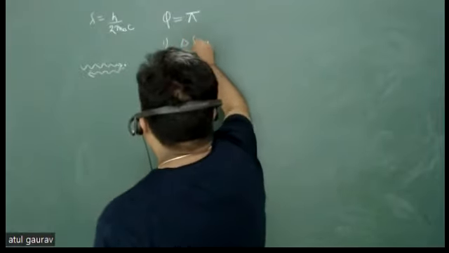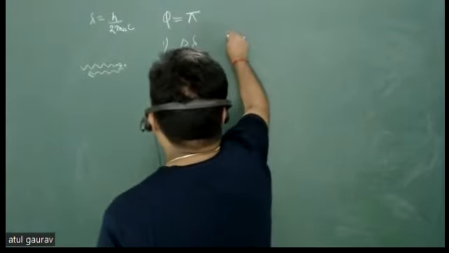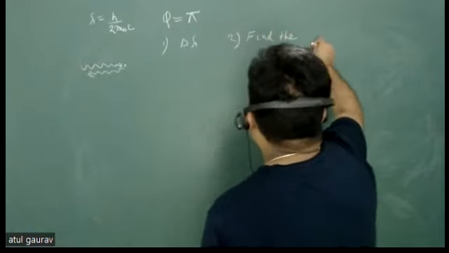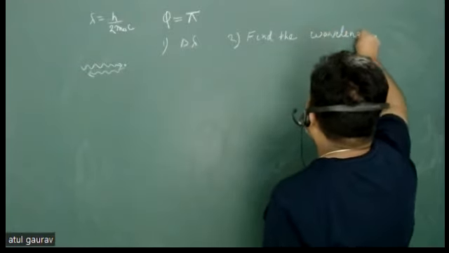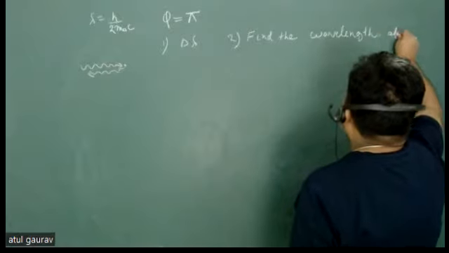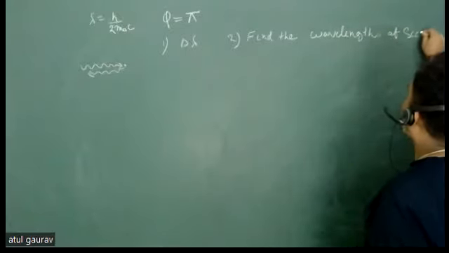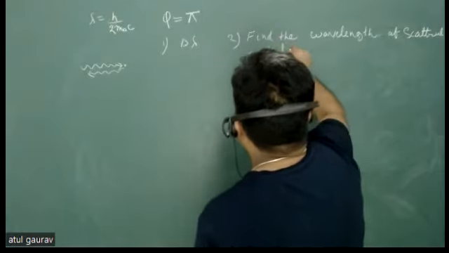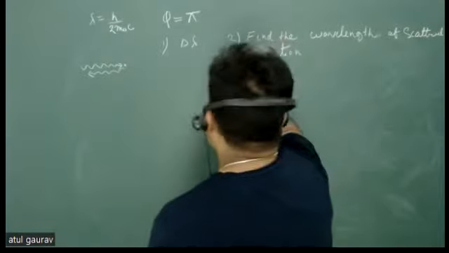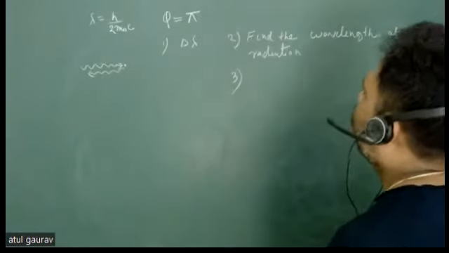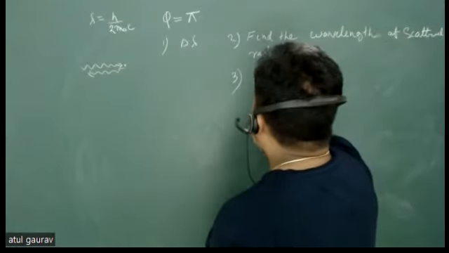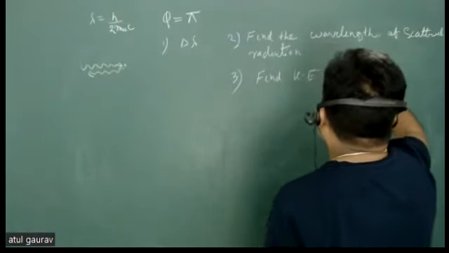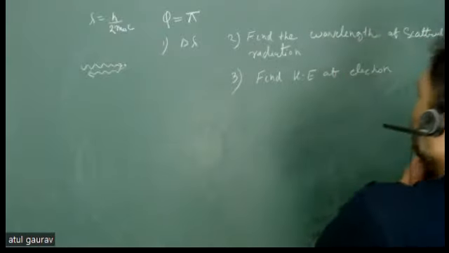What will be delta lambda? My second question: find the wavelength of scattered radiation. My third question. From this question we will do all the problems that are in your exam. Find the kinetic energy of electron.